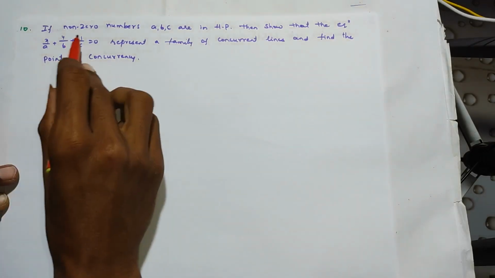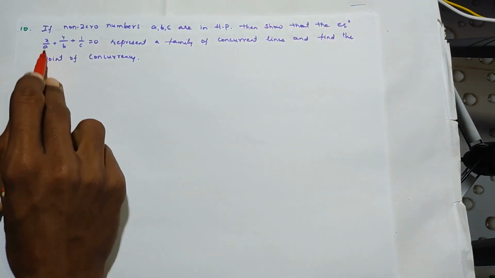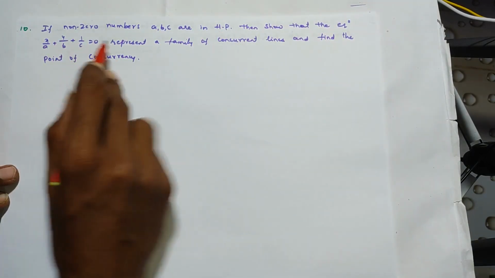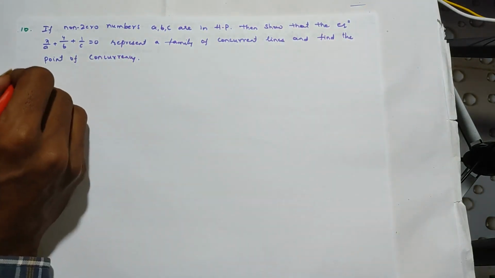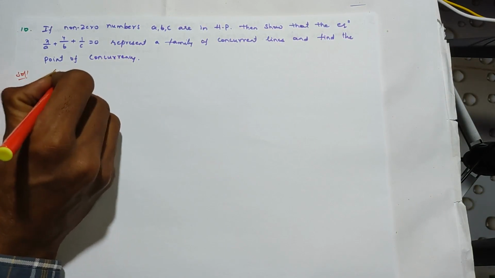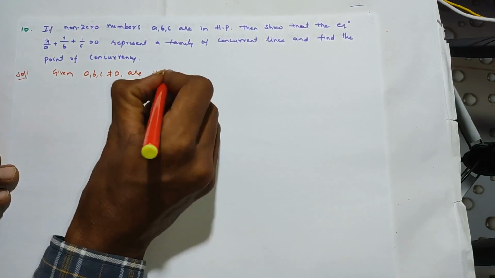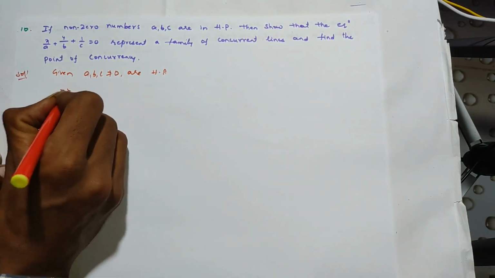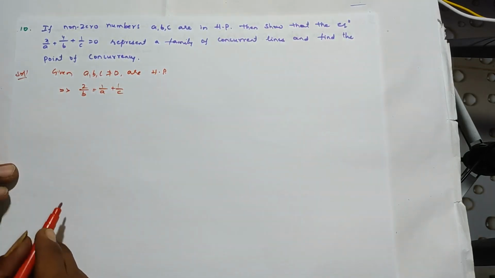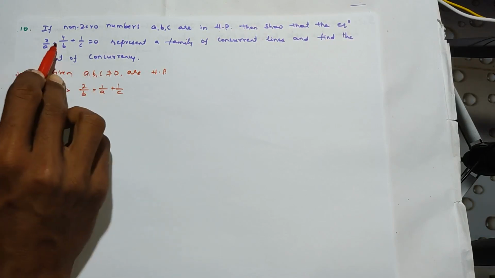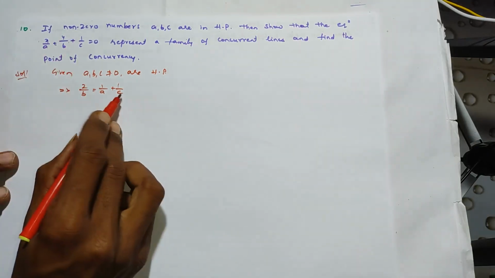Next problem. If non-zero numbers a, b, c are in harmonic progression, then show that the line equation x/a + y/b + 1/c = 0 represents a family of concurrent lines, and find the point of concurrency. Solution. Given that a, b, c are non-zero and in harmonic progression. What is the harmonic progression condition? 2/b = 1/a + 1/c. Again, we have to convert this equation into the form of a line equation: (1/a)x + (1/b)y + 1/c. So 1/c is as it is.